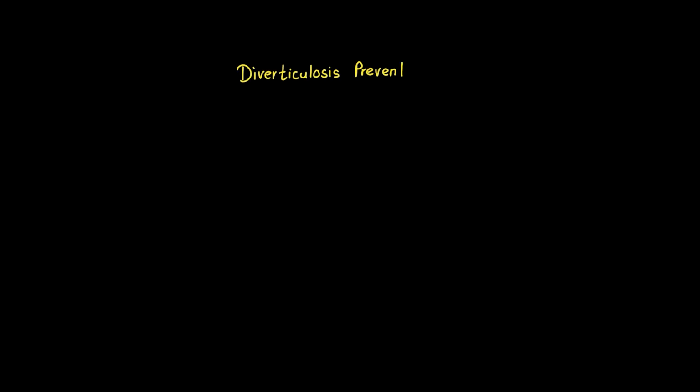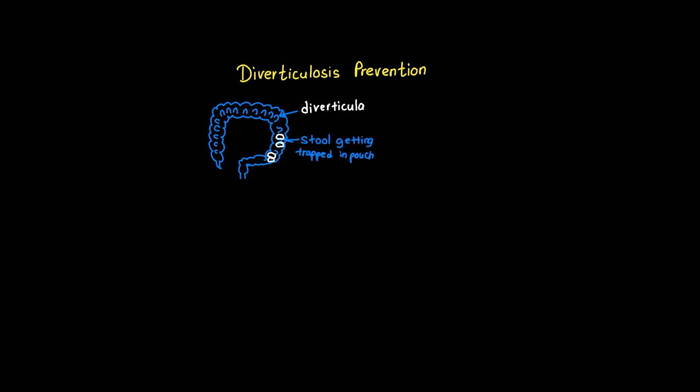Diverticulosis management centers on preventing the complications that turn pouches into problems. Diverticulosis means small pouches have formed in the colon wall at weak points. These pouches, called diverticula, usually cause no symptoms. However, when stool gets trapped in them, bacteria multiply, causing diverticulitis inflammation.